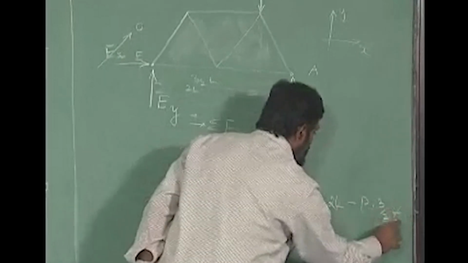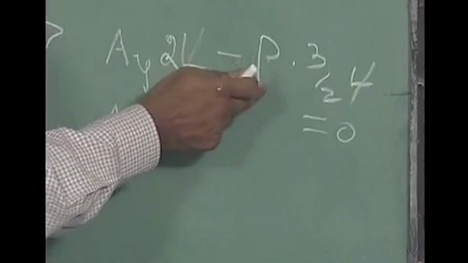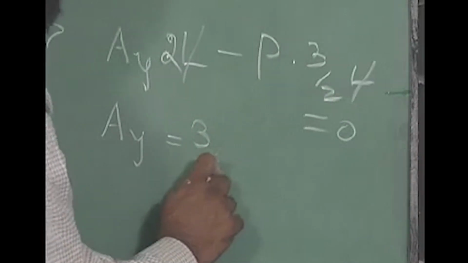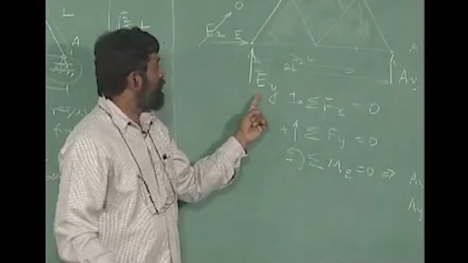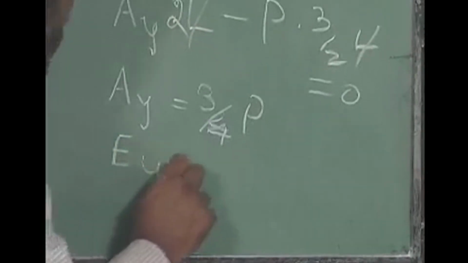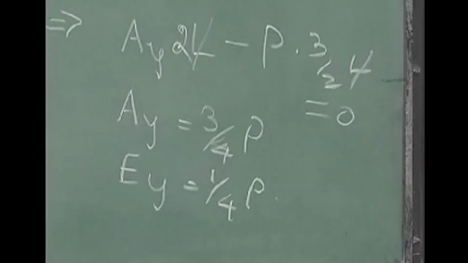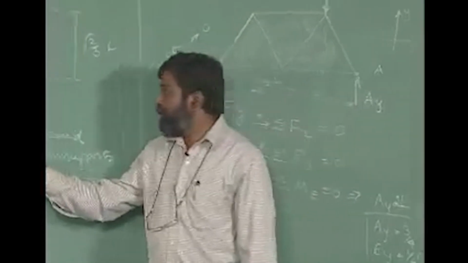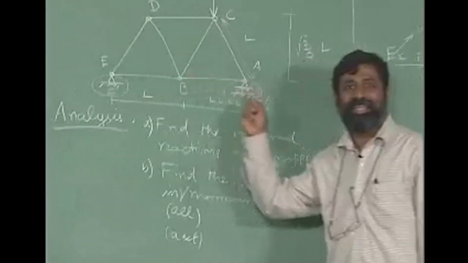I can cut off L, net result will be AY equal to P times 3 by 4. So 3 by 4 P. Okay. Since AY plus EY should be equal to P, EY will automatically be 1 by 4 P, and this is pretty clear. We have accomplished the first task of finding out what are the reactions.